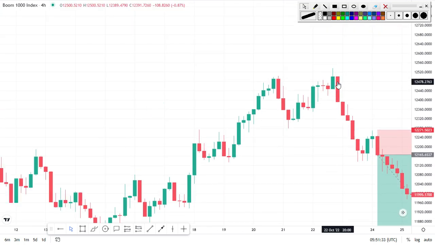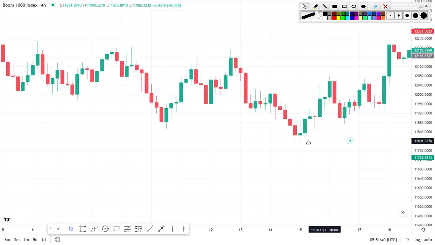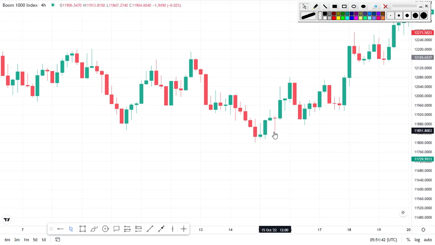Look at another one here. This is bearish engulfing. This is also bearish engulfing. So you can check this out. Look at this one again. You can see this is a bullish reversal pattern, which is our morning star.